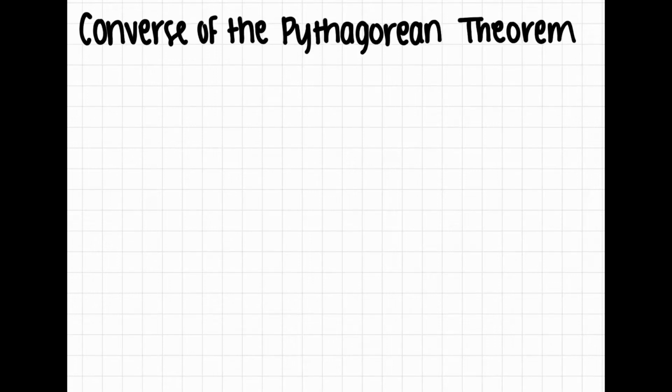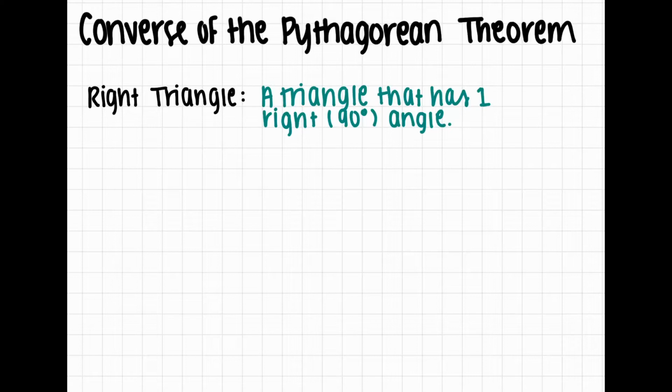Alright, so we're going to start in today on the converse of the Pythagorean theorem. You have heard of the Pythagorean theorem before, and we're going to start with that review, and then we'll get into what the converse is. So the first thing you need to know is what a right triangle is. And remember, that's just a triangle that has one right or 90-degree angle. So it'll have that little box, it'll say 90, something like that.